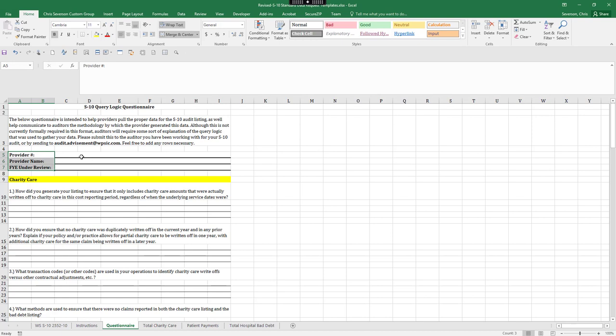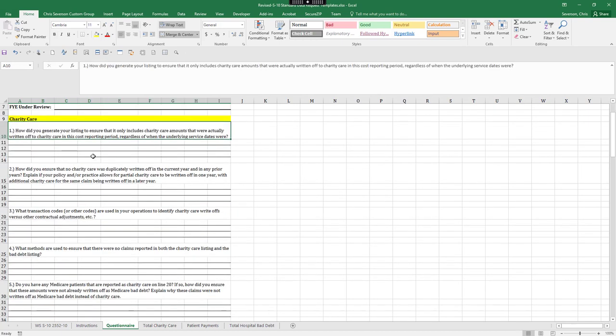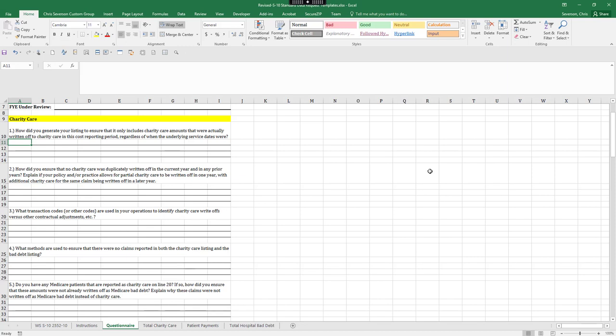First of all, we start off with some basic information about the provider. But then we have a section for each of the three tabs: charity care, payments, and bad debts. So question 1. How did you generate your listing to ensure it only included charity care amounts that were actually written off to charity care in this cost reporting period, regardless of when the underlying service dates were? So it's all a timing issue.